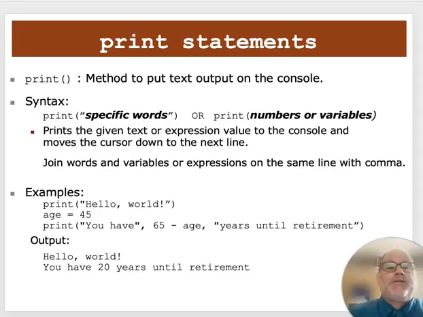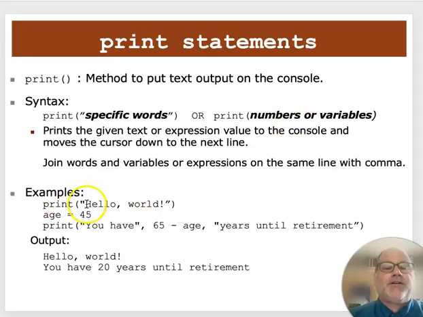Okay, print statements. So the most common piece here is the statement, method, or function called print. Notice that it's followed by parentheses to indicate that it is an action, a method, a function word. And then we wrap inside of it either specific words enclosed in quotes, double quotes as you see, or numbers or variables. So if you put quotes around it, it'll print exactly that. If not, it'll try to solve or express what you've put in it.